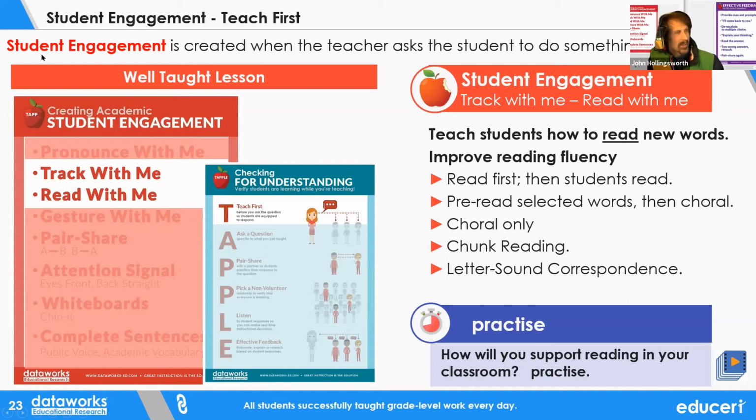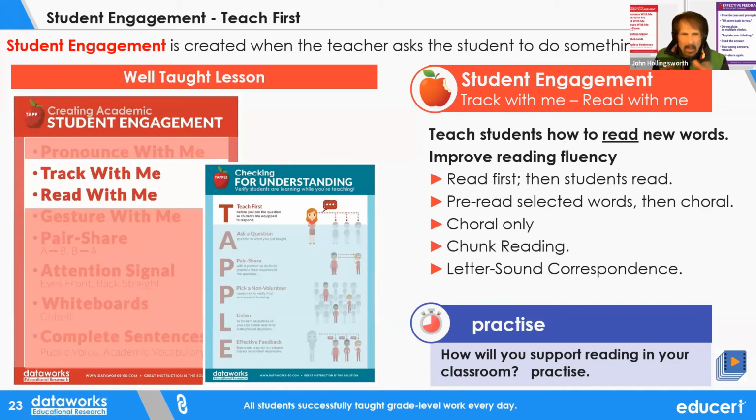So students, let's look up here. I'll read first. Student engagement, your turn. Student engagement is created, your turn, is created when the teacher, go ahead, when the teacher, and I'll read the whole thing, ask the students to do something. Your turn, ask the students to do something. Now, that also works as a scaffolding strategy.